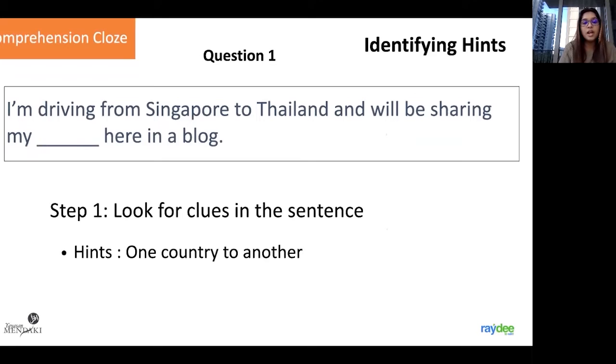Now the next one: I'm driving from Singapore to Thailand and will be sharing my what here in a blog. We understand that the writer is driving. The action is driving from Singapore to Thailand. Now, is he talking about his action? No. He says that he will be sharing his experience on a platform. So we don't say driving or traveling, because those are action words. Instead, we use journey.